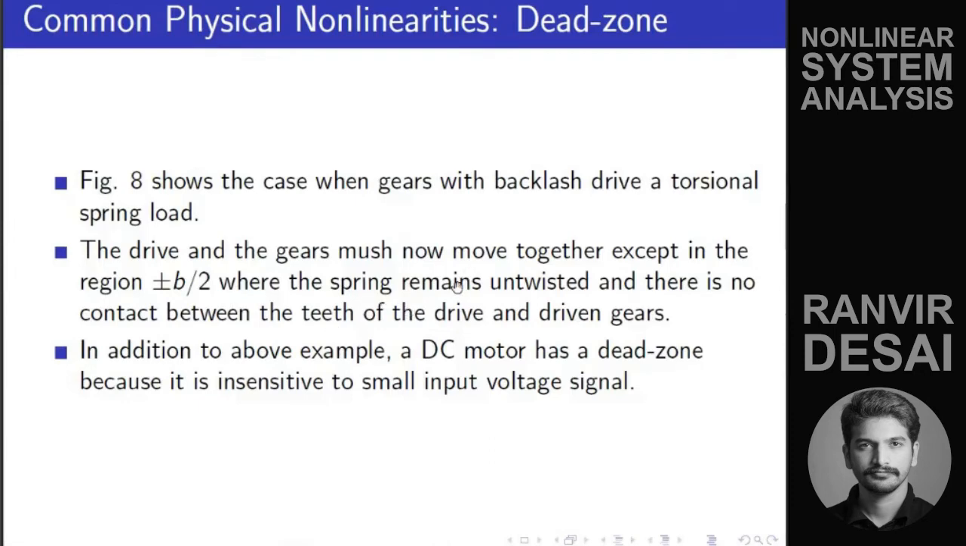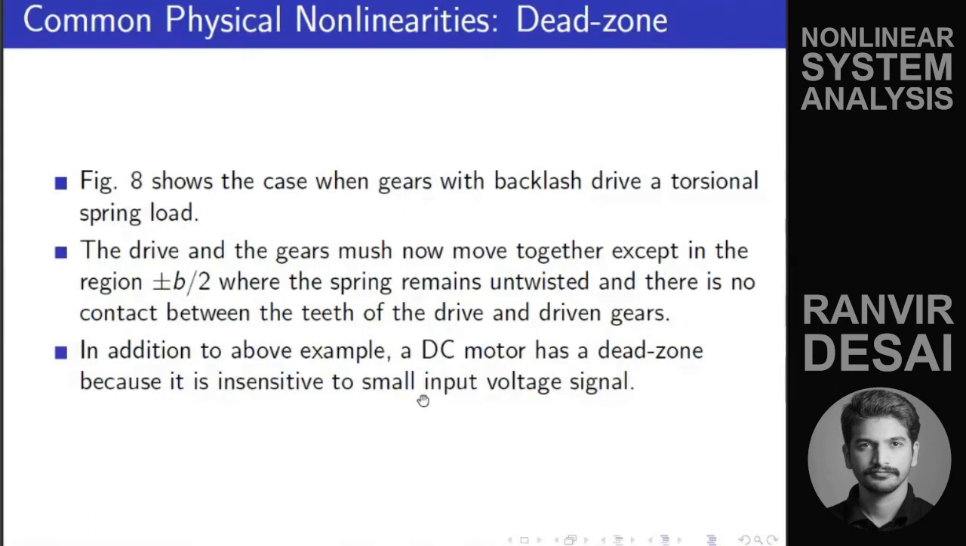So this is just explained. That one is explained here. In addition to the above example, you can consider a DC motor. If you have done some projects, you know this: if you apply 3 volt to a DC motor of 12 volt rating, you are not getting the RPM divided by 4.